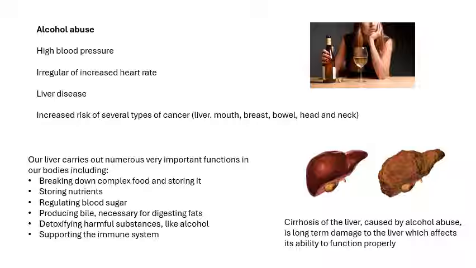Supporting the immune system as well. It's a very important organ, the liver. It's involved in lots of different systems. One disease is cirrhosis of the liver, caused by alcohol abuse. And look at the liver on the right. It's very, very scarred. It's a damaged liver, long-term damage to the liver, and that will affect the liver's ability to function properly.